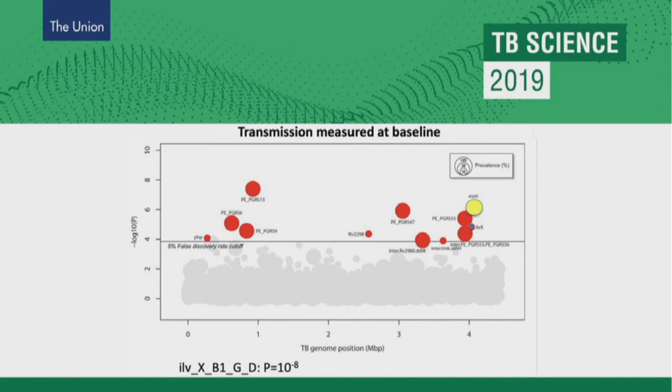It turns out that ILVX is quite strongly associated with transmission, but there weren't a lot of ILVX mutations in our data set. However, ILVX is part of a cluster of ILV genes that include ILVX, B1, G, and D. When we took all of those genes and looked at them as a single genotype, we found a very good p-value of 10 to the minus 8th, suggesting that there is an association between this cluster and transmission.